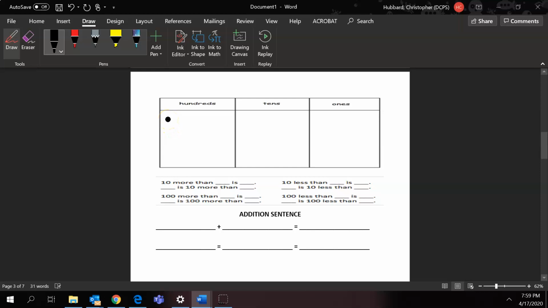So how would I do 157? Great, I would need 100, 5 tens, 10, 20, 30, 40, 50, and 7 ones. 1, 2, 3, 4, 5, 6, 7. So 157. Now, show me 10 more.